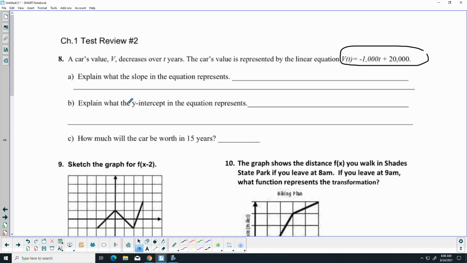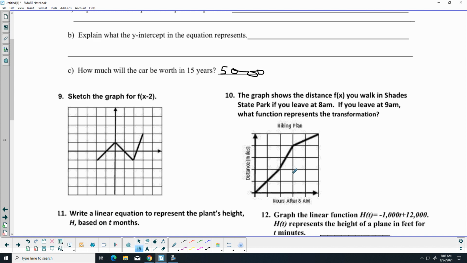Explain what the y-intercept represents. The initial cost of the car. How much will the car be worth in 15 years? Plug 15 in there. You get negative 1,000 times 15 plus 20,000, and you should get 5,000.